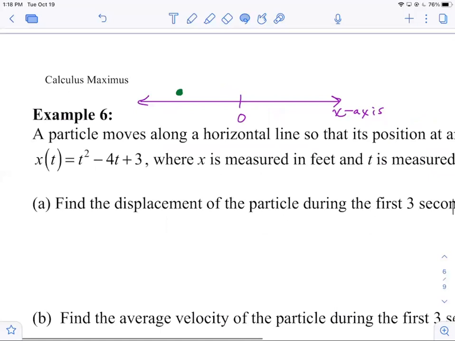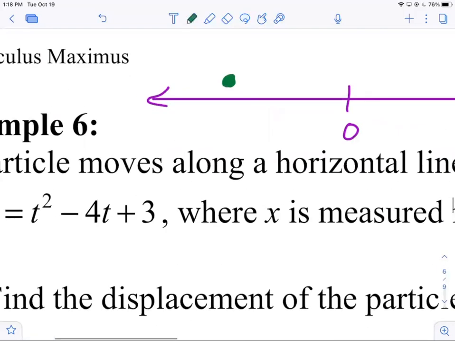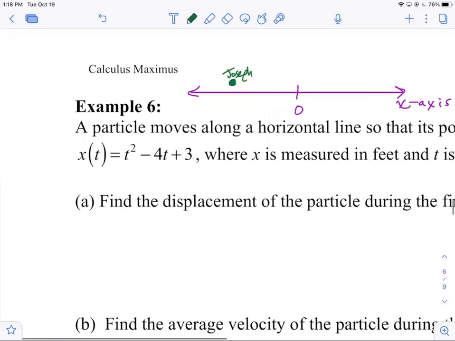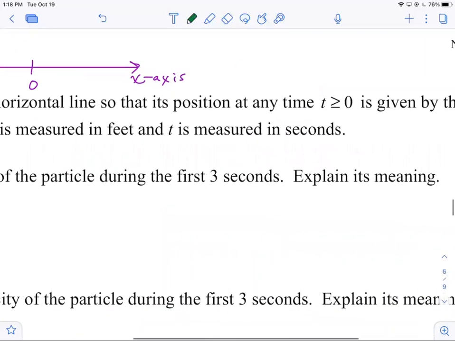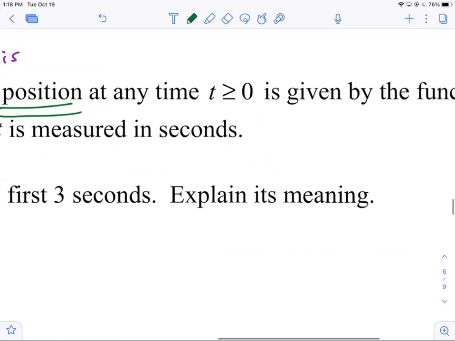So just imagine we got a little particle. You can name him something if you want, like Joseph, right? Because every unicorn should have a name. Particle Joseph, he moves on a horizontal line so that his position at any time. Now, when you read carefully, you might be given something like this that seems so innocuous at the time, but later on it may come back to be very important.